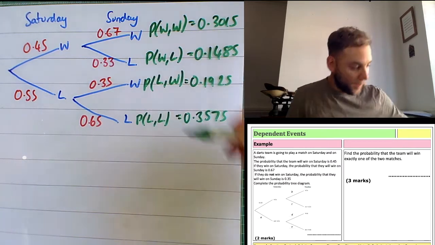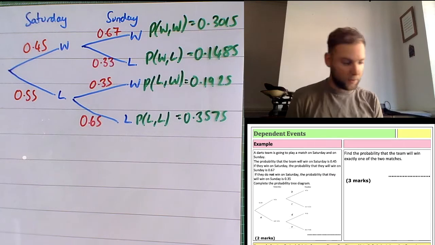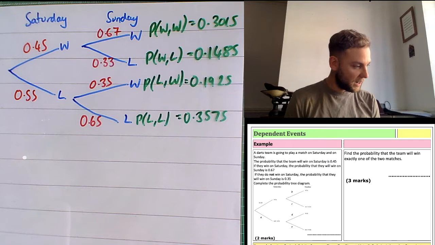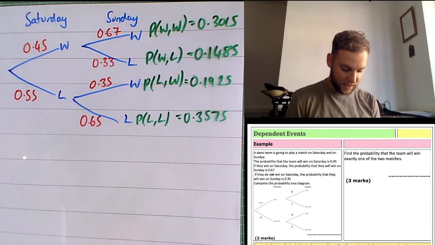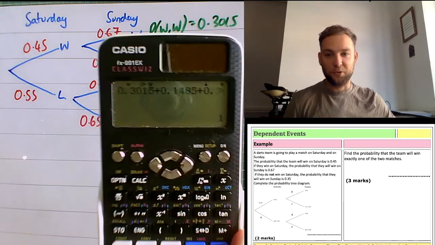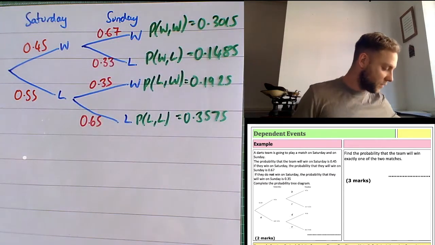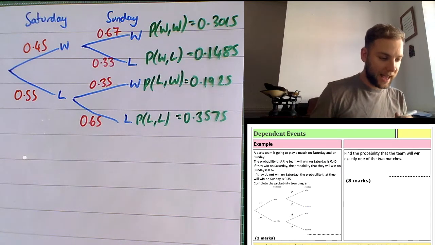Now remember, we add all these together, we check whether it's going to be equal to 1, so it's going to be 0.3015 plus 0.1485 plus 0.1925 plus 0.3575 equals 1. Super. Brilliant. So we know that these are right. So let's go on to the next part of this question.